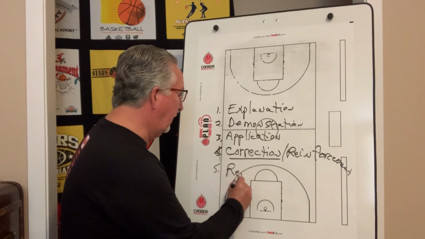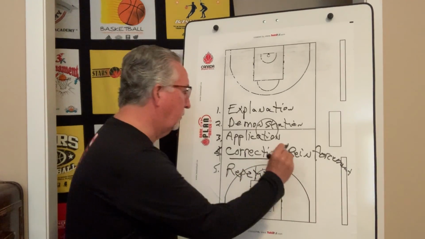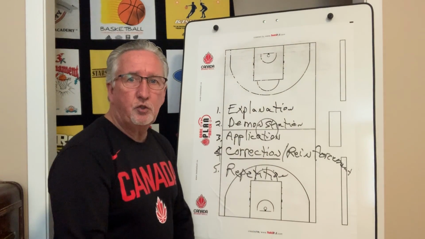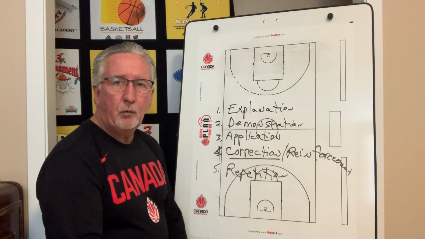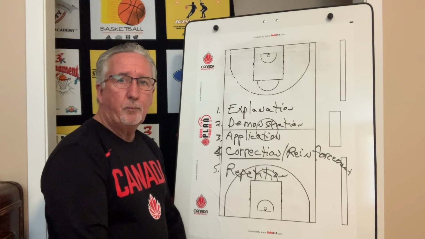And if you want to get good at anything, you need repetition. All right, repetition. So do it over and over again. If you want to be a good shooting team, you've got to shoot the ball in practice. If you want to be a good fast break team, you've got to fast break in practice. All right, so that's repetition.